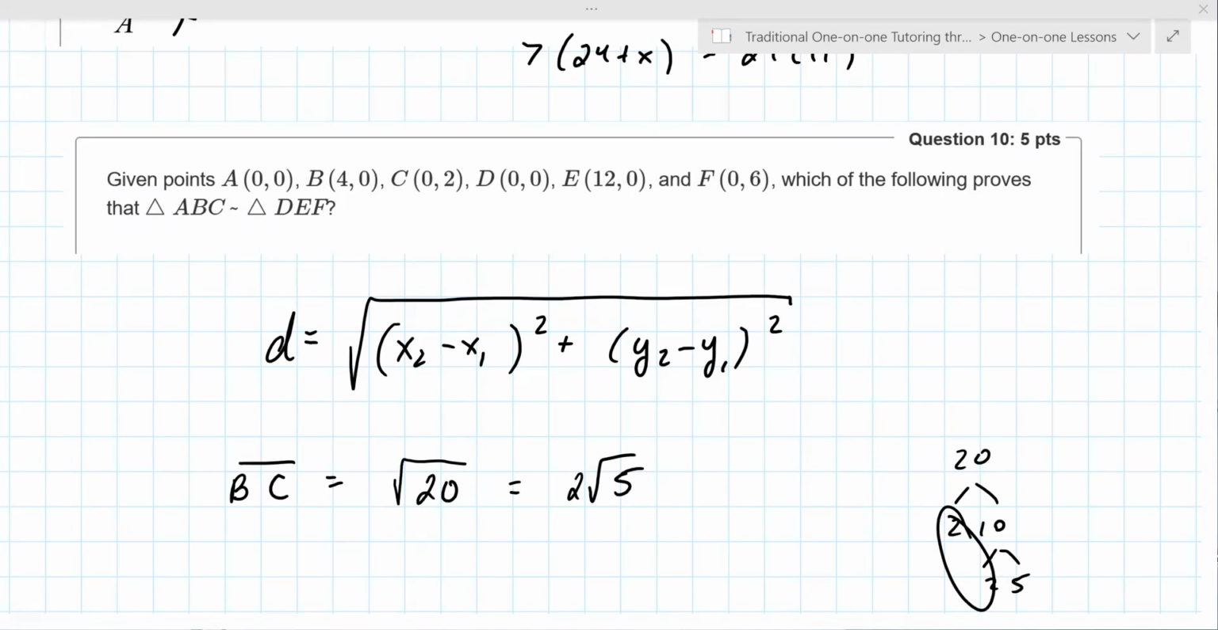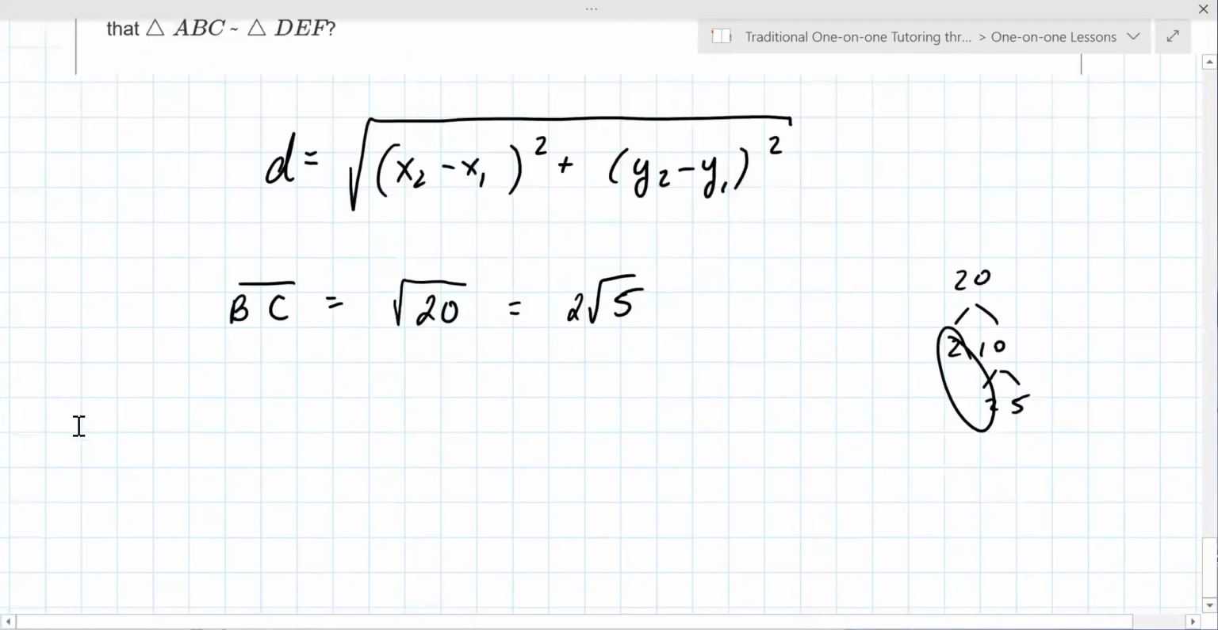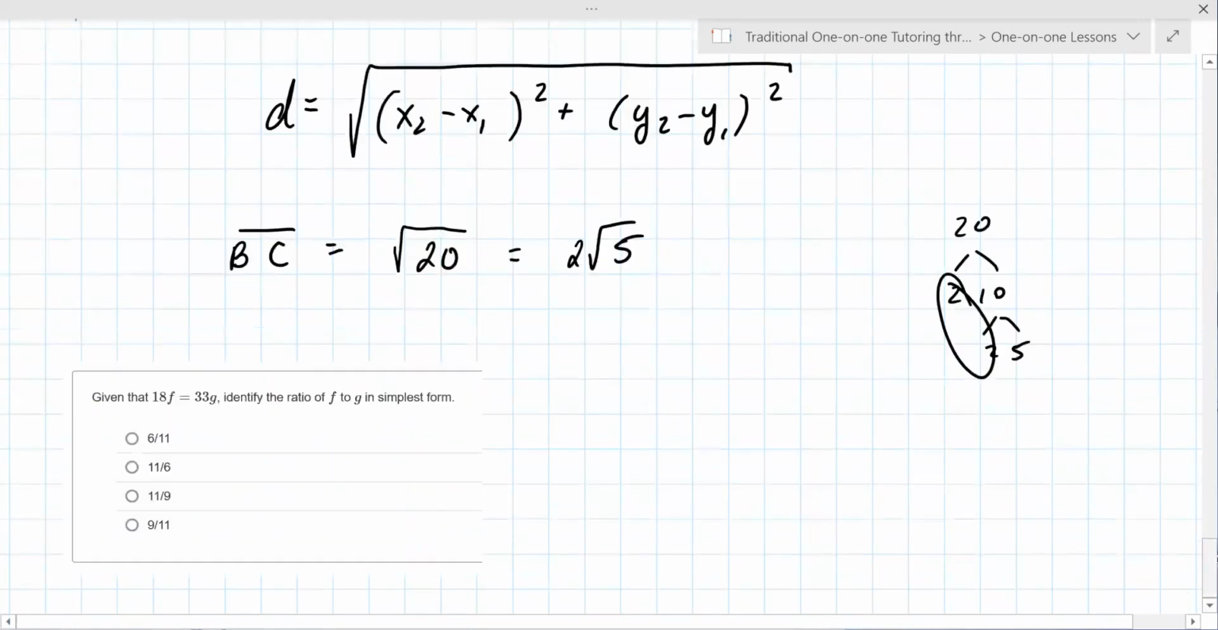Usually there's an entire section dedicated to this, but I don't see it happening in this class. So all right.